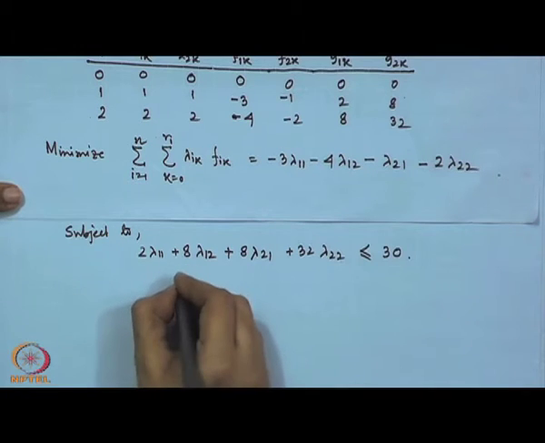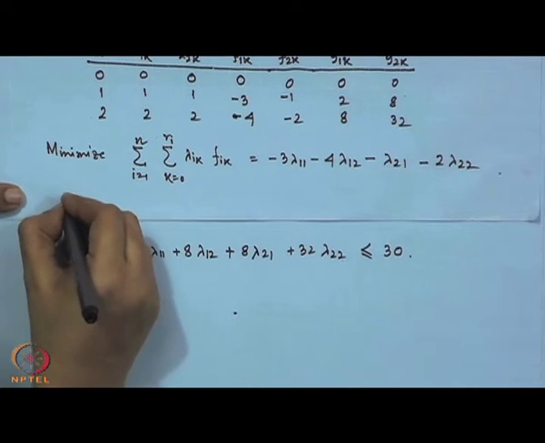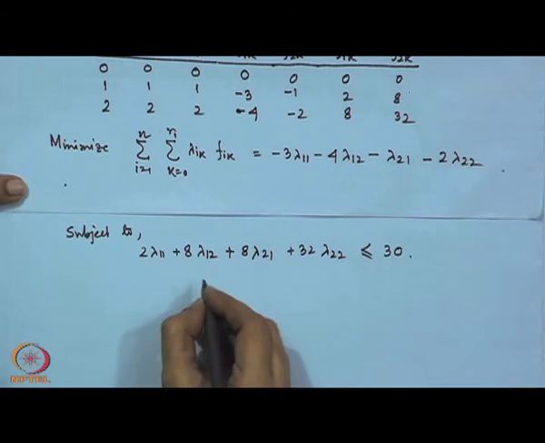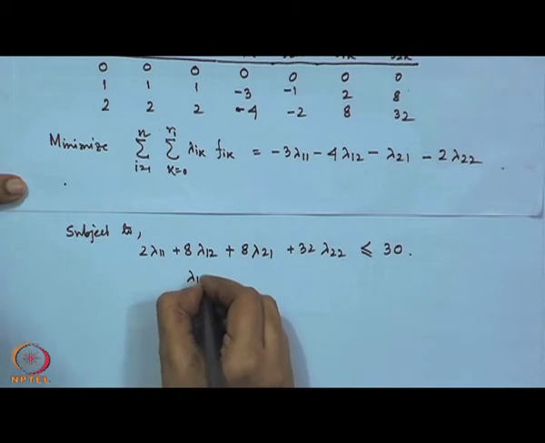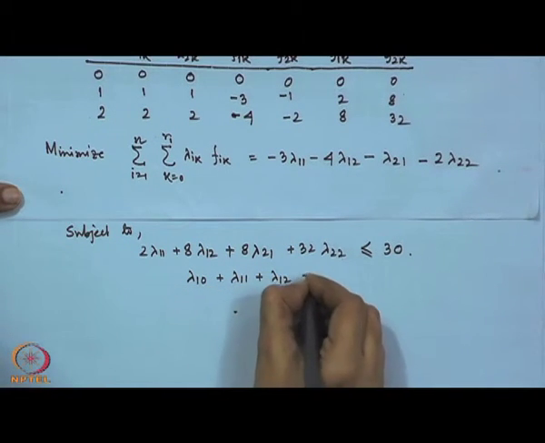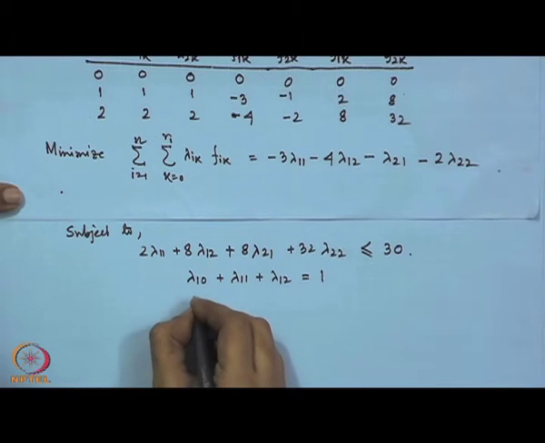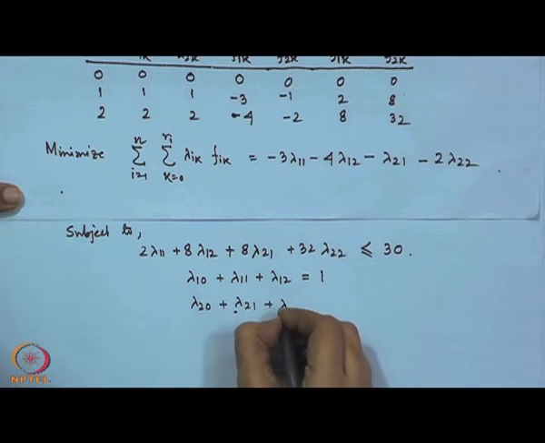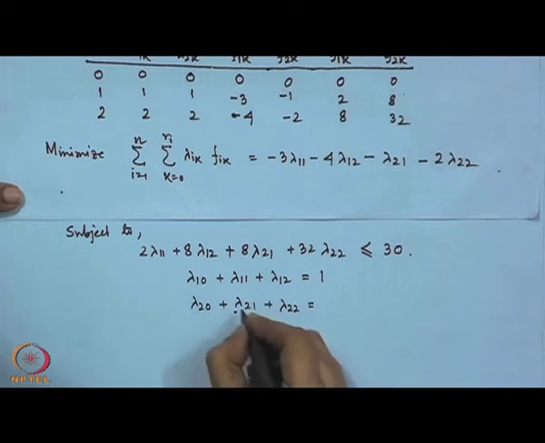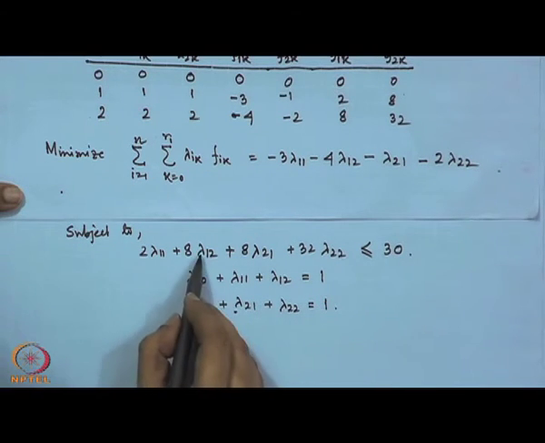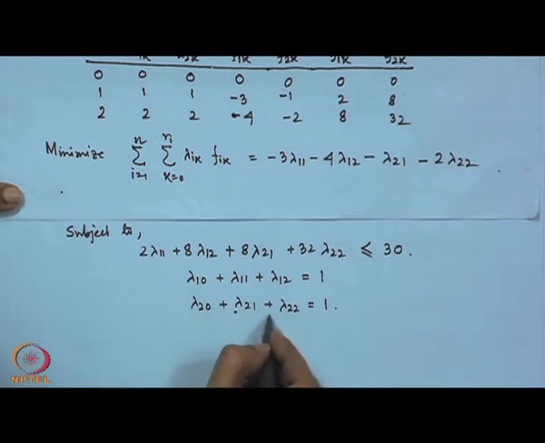And what else? We have the conditions. As we know, the condition is summation of lambda ik's is equal to 1. Thus, we have lambda 10 plus lambda 11 plus lambda 12 is equal to 1. Not only that, lambda 20 plus lambda 21 plus lambda 22 is equal to 1. And these decision variables are all positive. That is why the non-negativity constraint is satisfied.